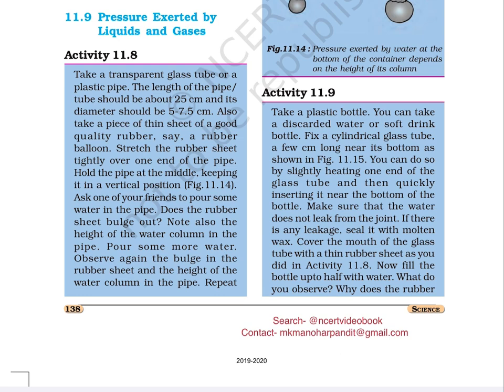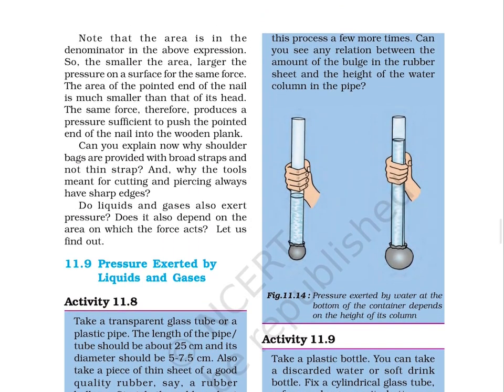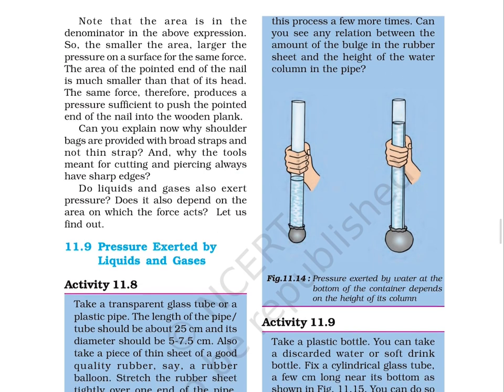Does the rubber sheet bulge out? Note also the height of the water column in the pipe. Pour some more water. Observe again the bulge in the rubber sheet and the height of the water column in the pipe. Repeat this process a few more times. Can you see any relation between the amount of the bulge in the rubber sheet and the height of the water column in the pipe? Figure 11.14 proves that pressure exerted by water at the bottom of the container depends on the height of its column. Activity 11.9. Take a plastic bottle.